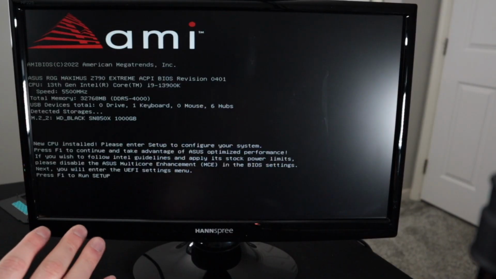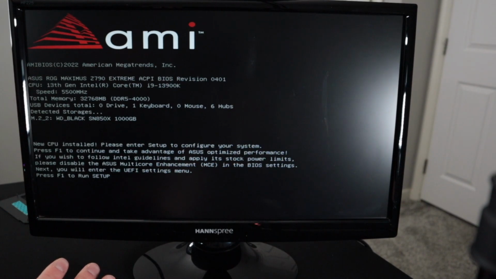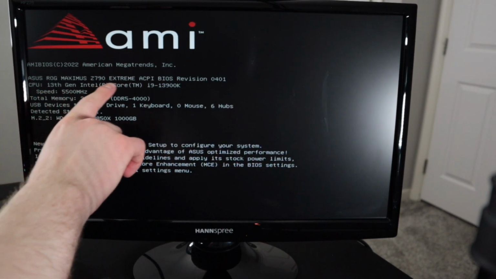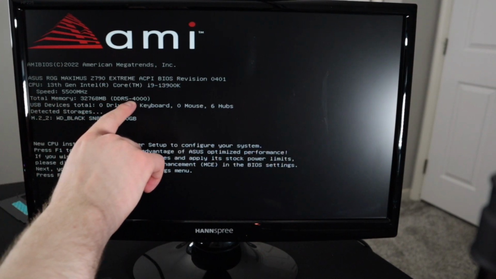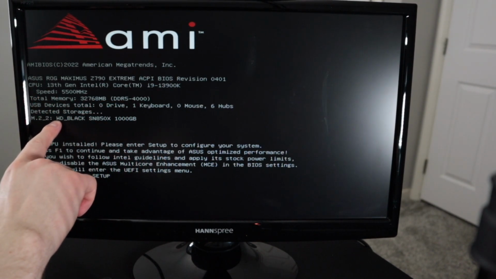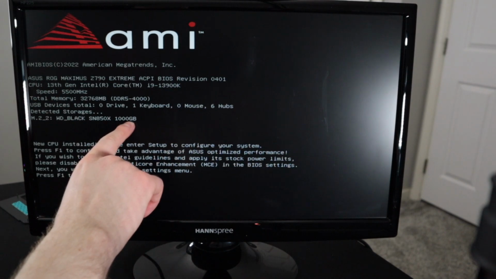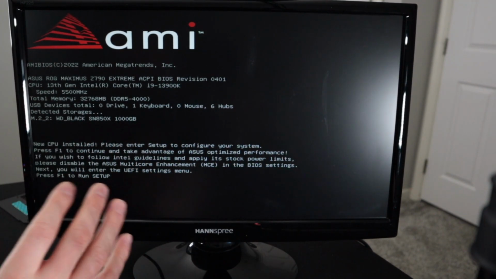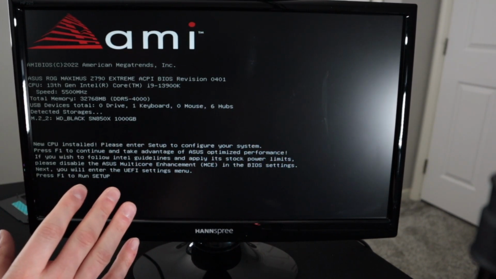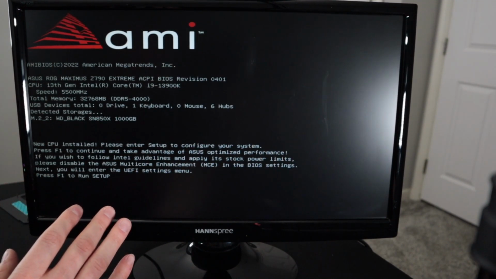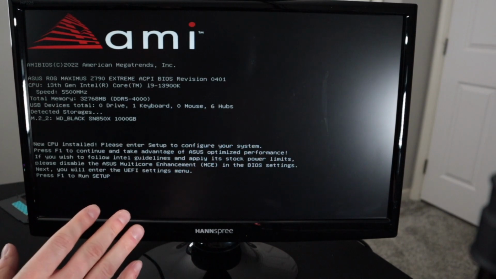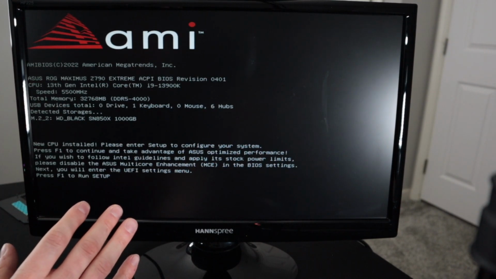So this is the output that the motherboard is producing right now, and it's displaying our CPU correctly. It's detecting all of our system memory, as well as our M.2 NVMe storage device. This is indicating that all of these components are working appropriately and that there hasn't been any issues as it's gone through post. And if there was an operating system, it would have booted into the operating system.